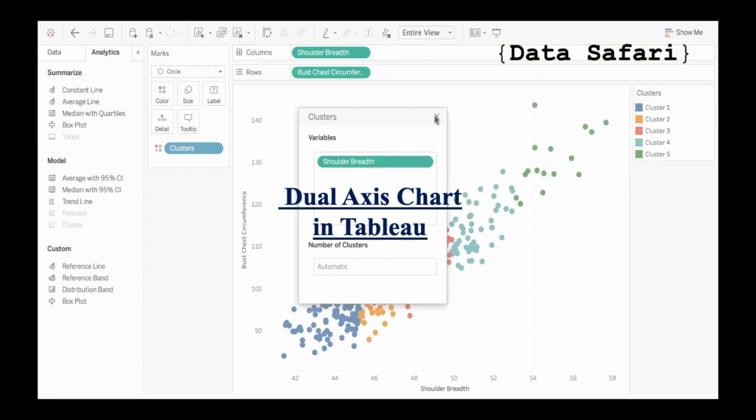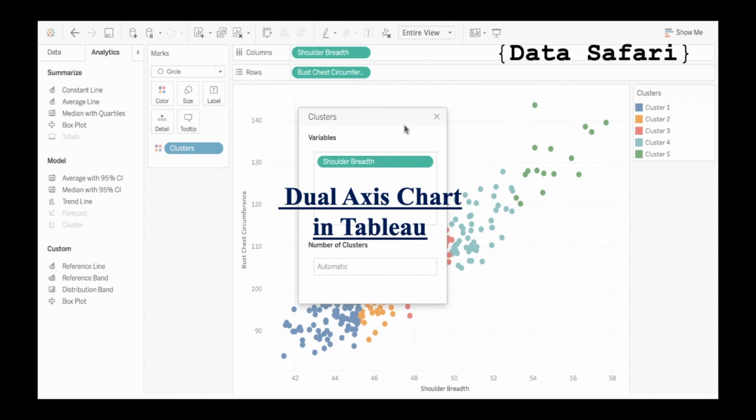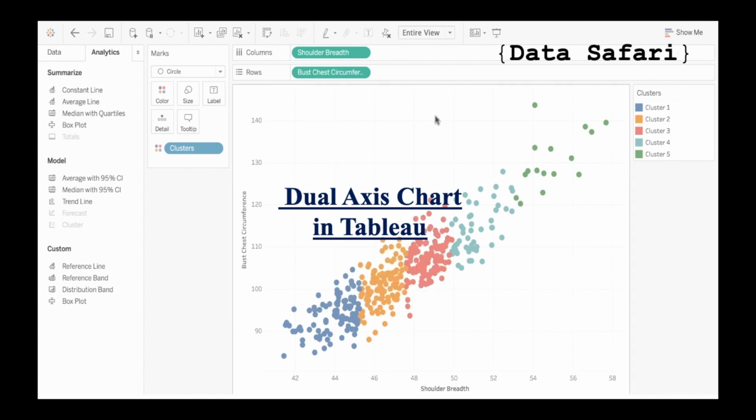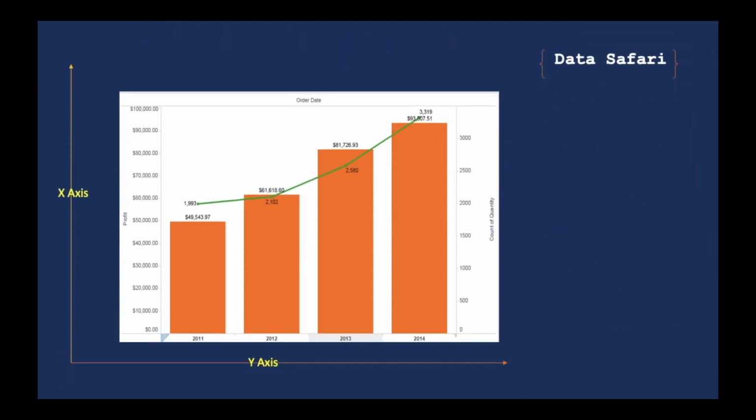In this video, we are going to see one of the most important concepts, and that is the dual axis concept in Tableau. Now, what is a dual axis chart? A dual axis chart in Tableau is a combination of two charts that shows the relationship between two variables. It can be used to visualize two or more measures with different scales and amplitudes.